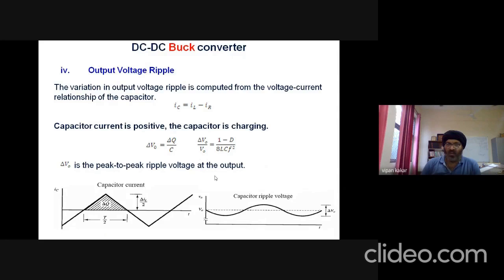So this change in voltage in the capacitor we can find out, and this is the value over here. So change in charge divided by the capacitance. So from here we can easily find out the peak to peak ripple voltage, which is the change in the output voltage over here.